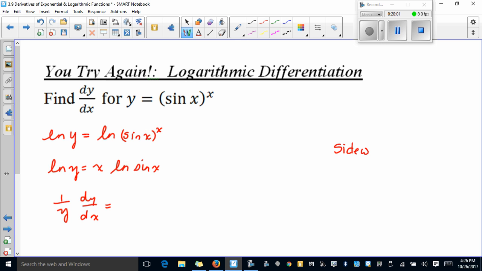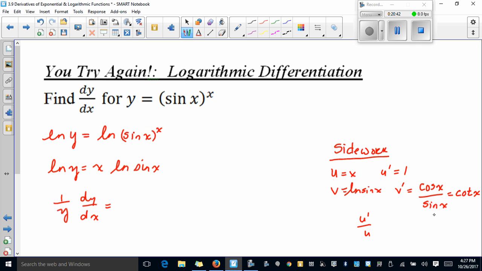So if u equals x, then u prime is 1. If v equals natural log of sine of x, then v prime, keep in mind this is u prime over u. So for v, my u prime derivative of sine is cosine over sine. And this is a trig function or identity you should know. Cosine over sine equals cotangent.